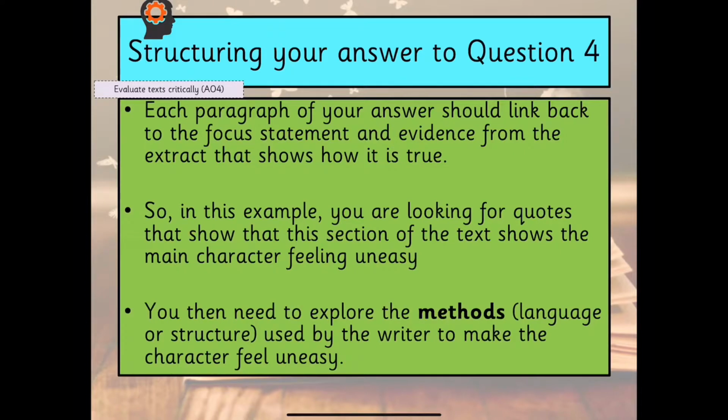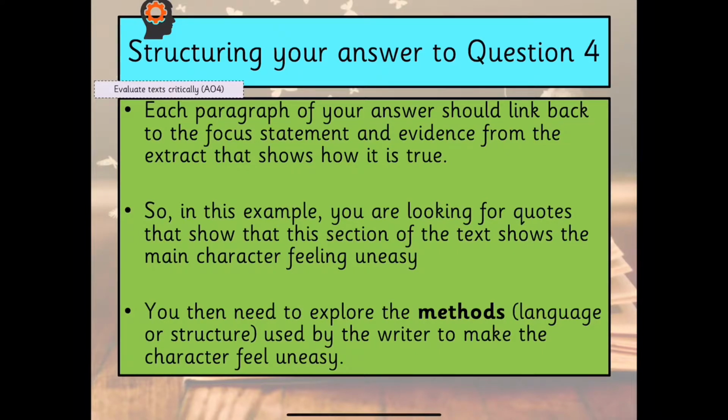Once you've found your 4 pieces of evidence, you also need to have something to say with regard to the writer's method in that quotation. So what is going on in terms of language or structure in the quotes that you've chosen, and how do they show that the character feels uneasy there?